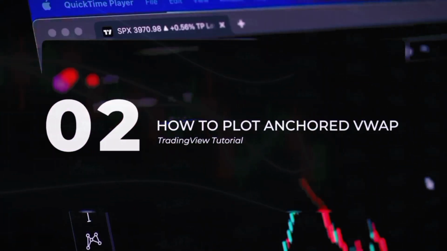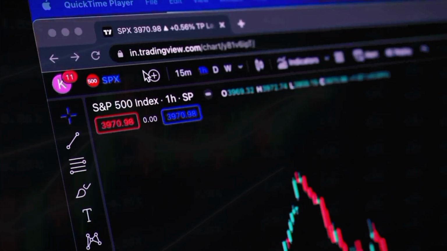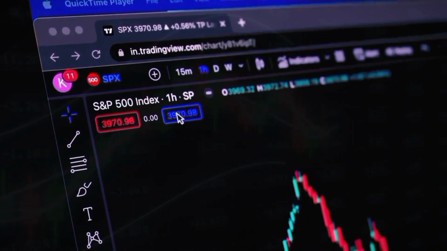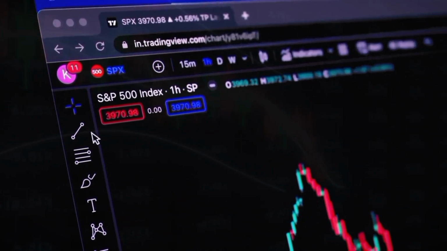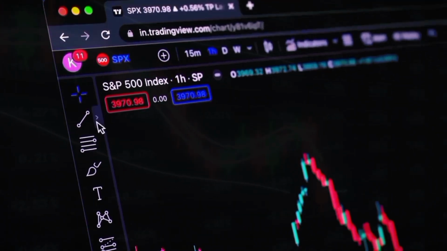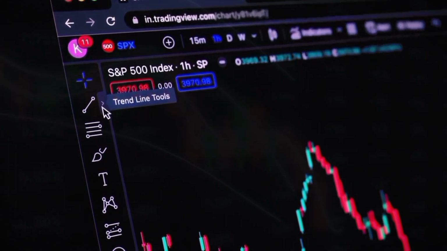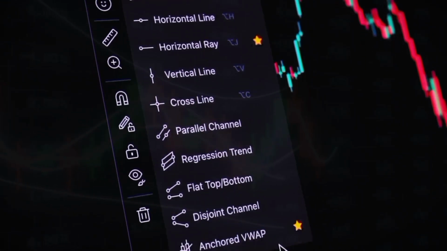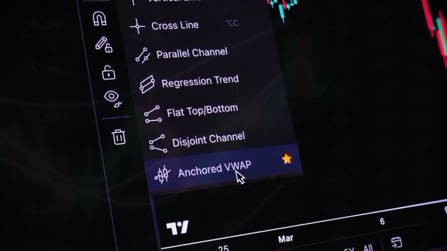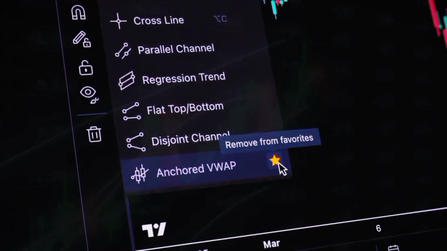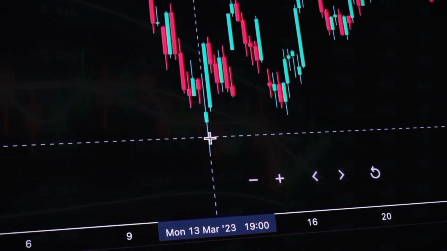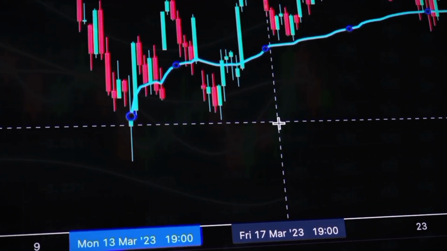Topic 2. How to apply it on your charts. Head over to Tradingview, a free charting website. Once you're on your charts, hover over to the left where you will see the drawing tools. Then select the arrow beside the second option to open a drop-down menu. Now go all the way down that list and select the Anchored VWAP. You can also click on the star to add it to your favorites. Once selected, you can click on any candle and the tool will plot itself starting from that price.